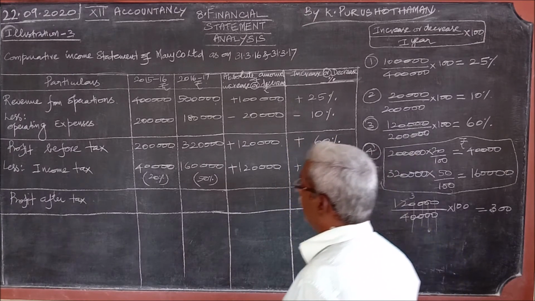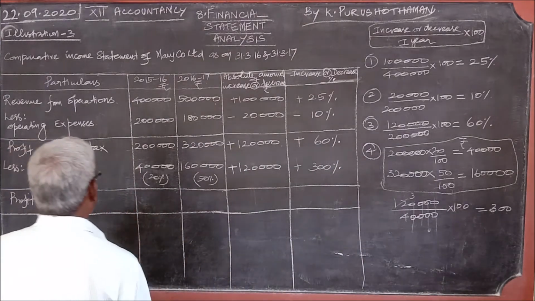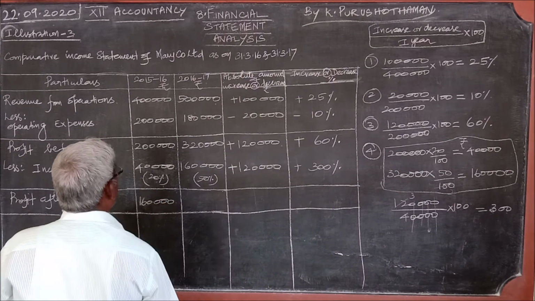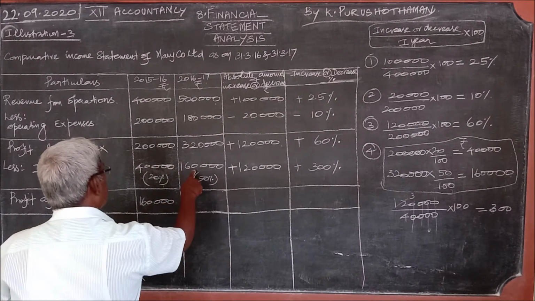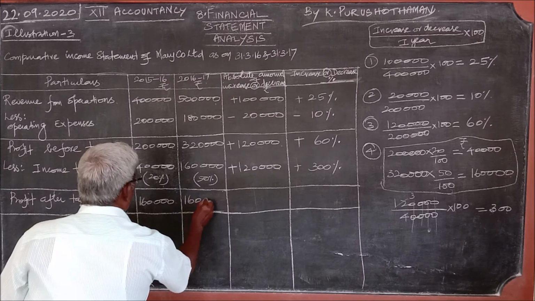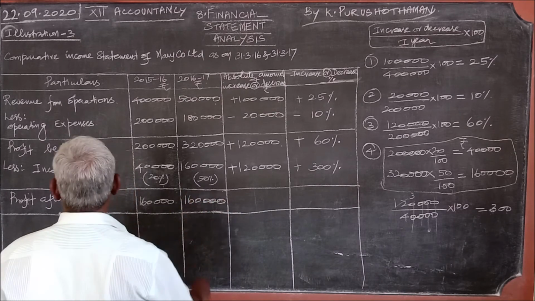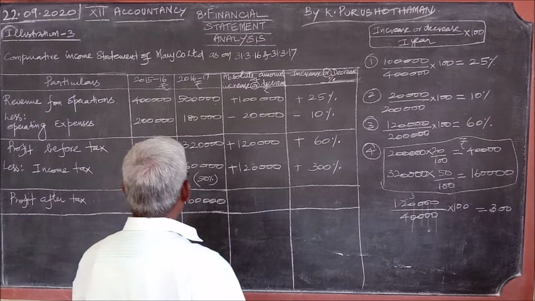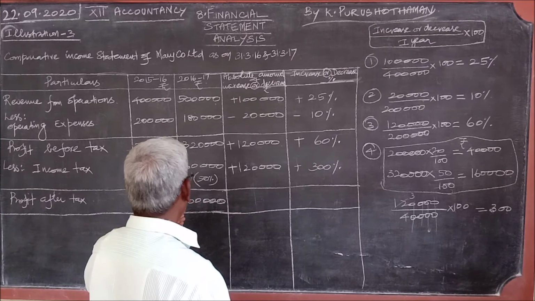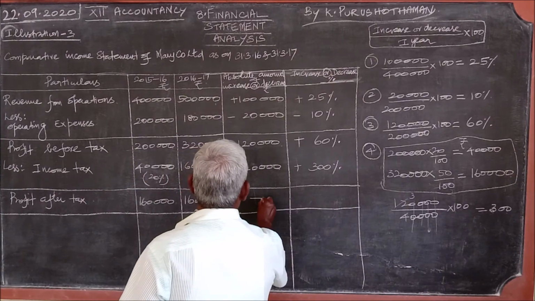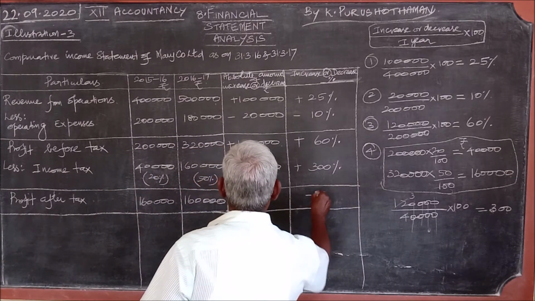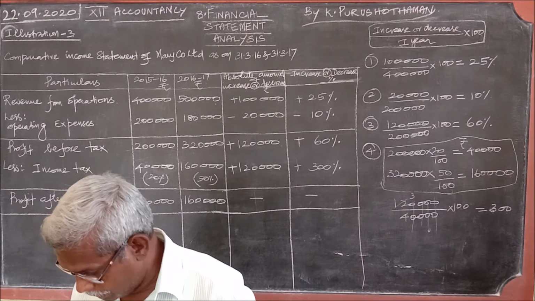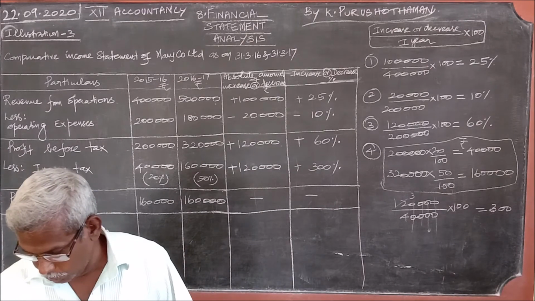And the profit after tax: 2 lakhs minus 40,000 is 1,60,000. 3,20,000 minus 1,60,000 is 1,60,000. Profit after tax, first year 1,60,000, second year also 1,60,000. There is no increase or decrease, so no increase or decrease percentage. This is what is given in illustration number 3. You can find it so easily.